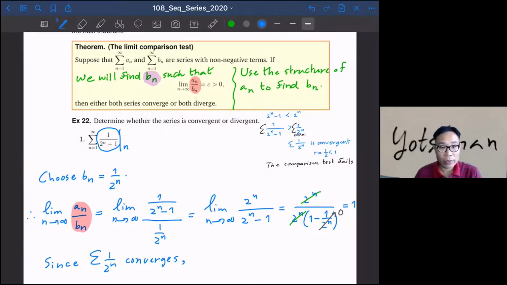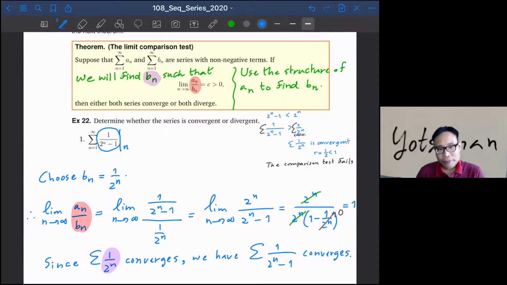Okay, so you have the series Bn converges. You're going to be able to conclude that the series 1 over 2 to the n minus 1 converges. Okay, so that is how we conclude for this limit.